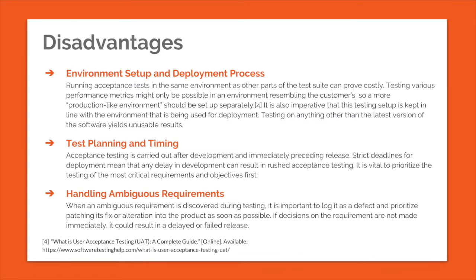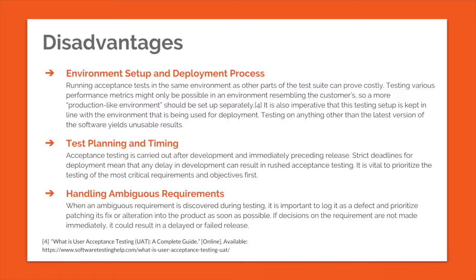The main disadvantages of acceptance testing include environment setup and deployment process, test planning and timing, and handling ambiguous requirements. Environment setup and deployment process. Running acceptance tests in the same environment as other parts of the test suite can prove costly. Testing various performance metrics might only be possible in an environment resembling the customer's, so a more production-like environment should be set up separately. It is also imperative that this testing setup is kept in line with the environment that is being used for deployment. Testing on anything other than the latest version of the software yields unusable results.